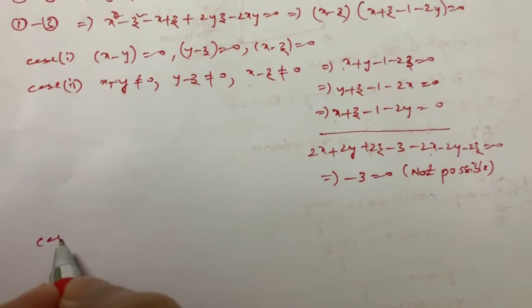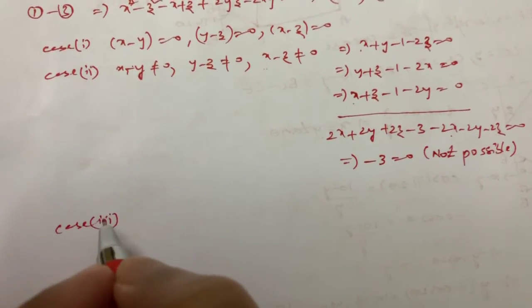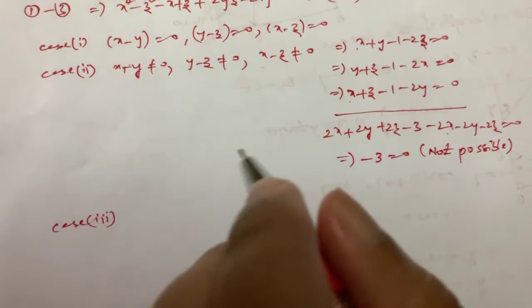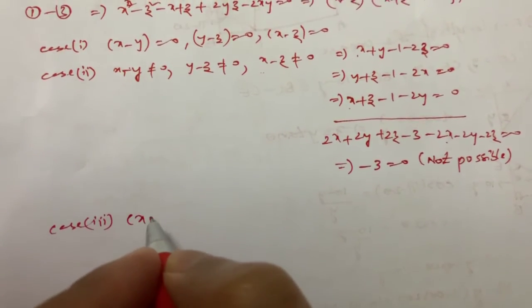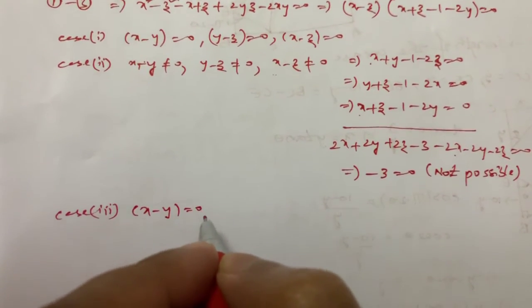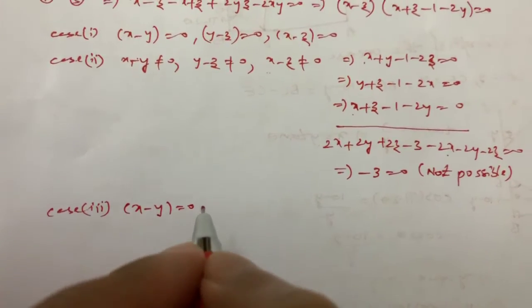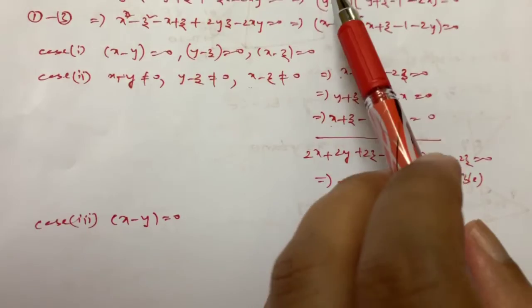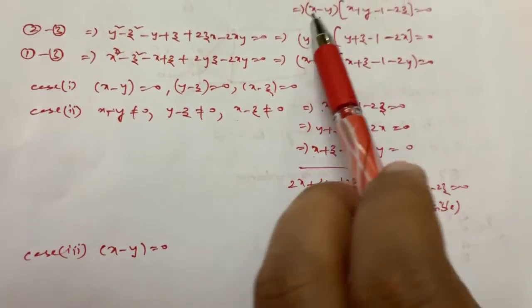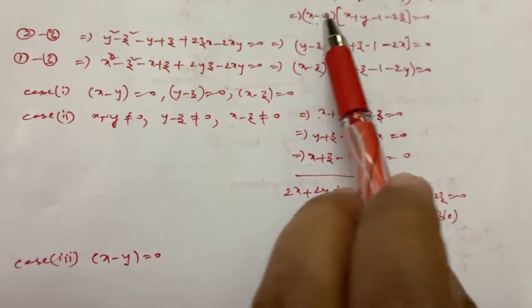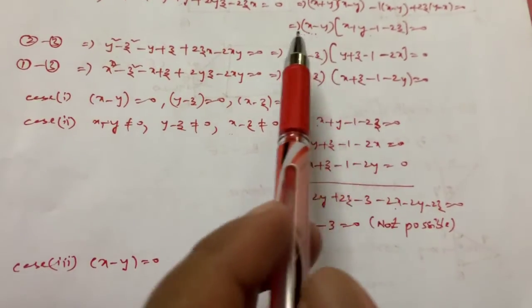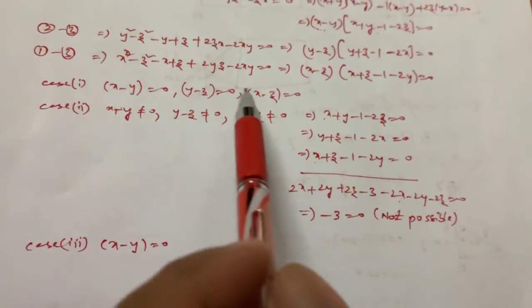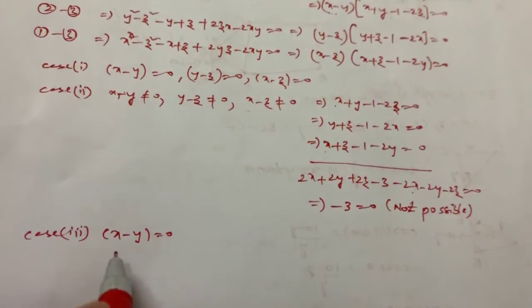So case 3: one is 0. It means x − y is equal to 0. One is clearly 0. See, if two are 0, it indicates the third one is 0 clearly, because if x − y equal to 0 and y − z equal to 0, it means x equal to y, y equal to z, so x equal to z in turn. So two of them cannot be 0; only one can be 0.